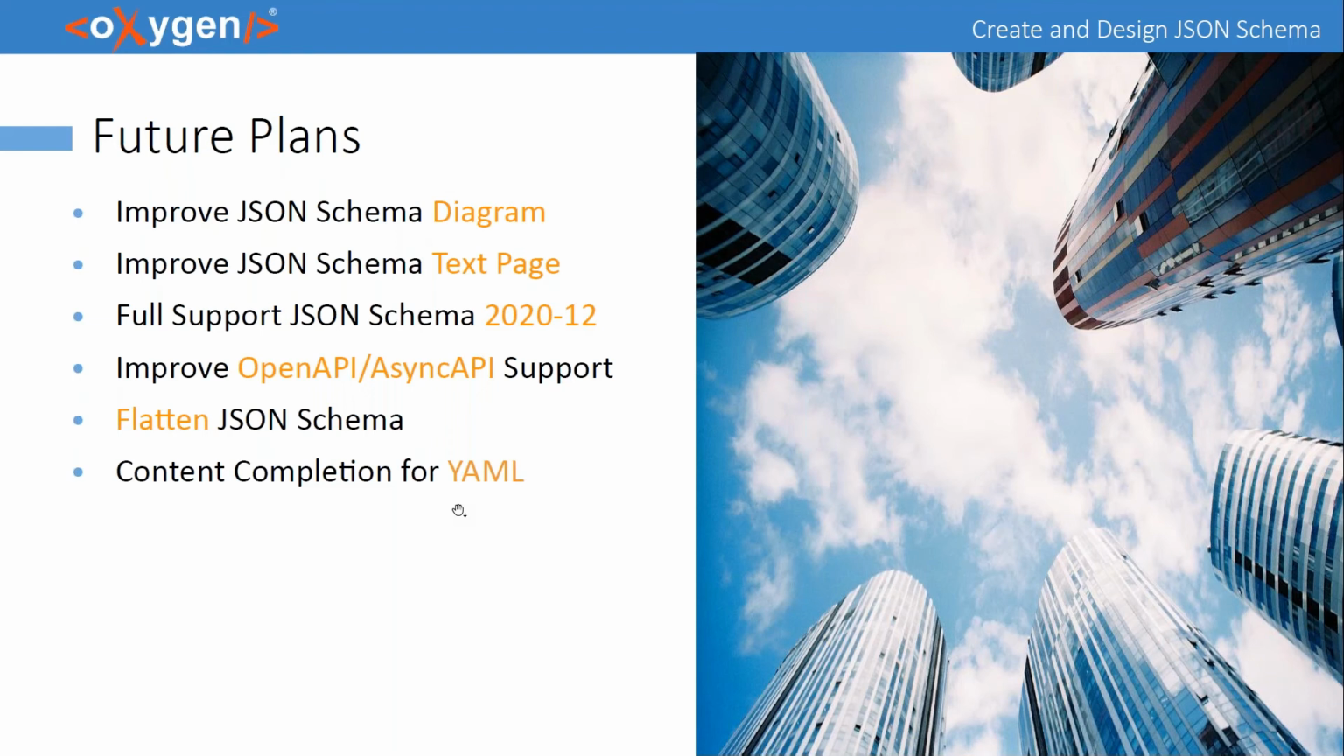We intend to add full support for JSON schema 2012. So as I told you, there are some features that are not supported yet. Also intend to improve our support for OpenAPI and Async API. I will tell you next week in the next webinar more about what support we have and what we want to do next. Another important feature will be to flatten schema and also content completion for YAML based on JSON schema.